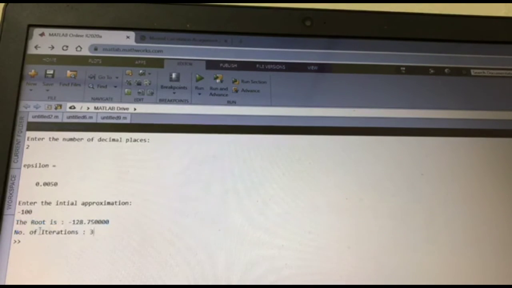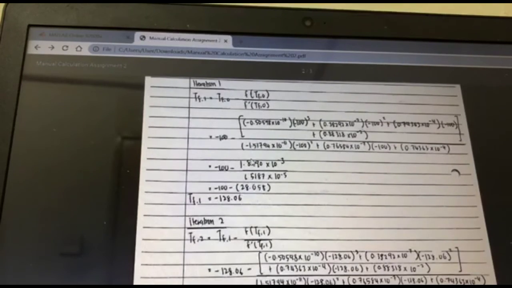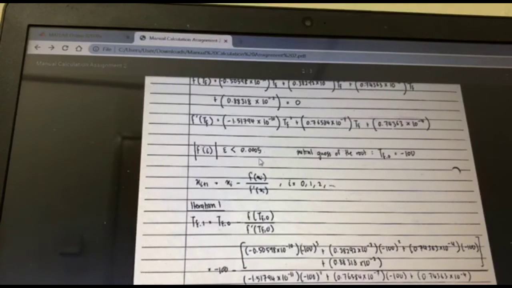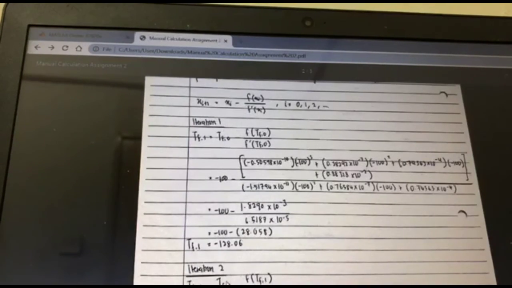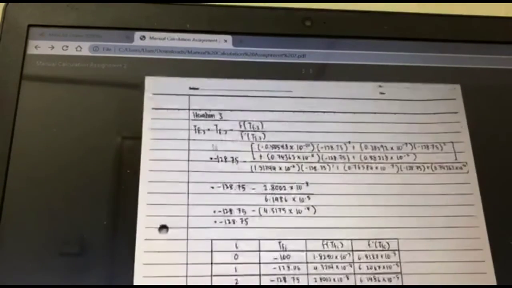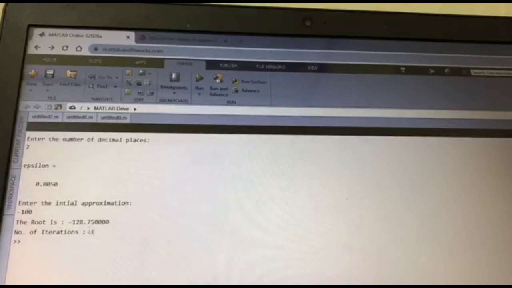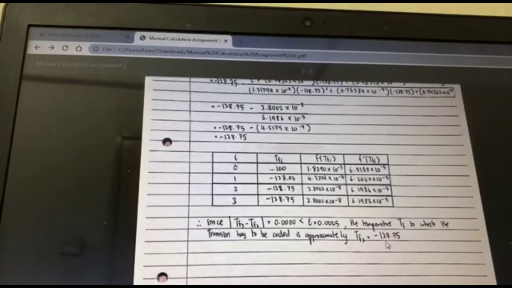I want to talk about the iteration. It says that it has 3 iterations, which I think is true, because from this manual calculation, it has 3 iterations: iteration 1, iteration 2, and iteration 3. And the root is negative 128.75, and yes, the root is negative 128.75.